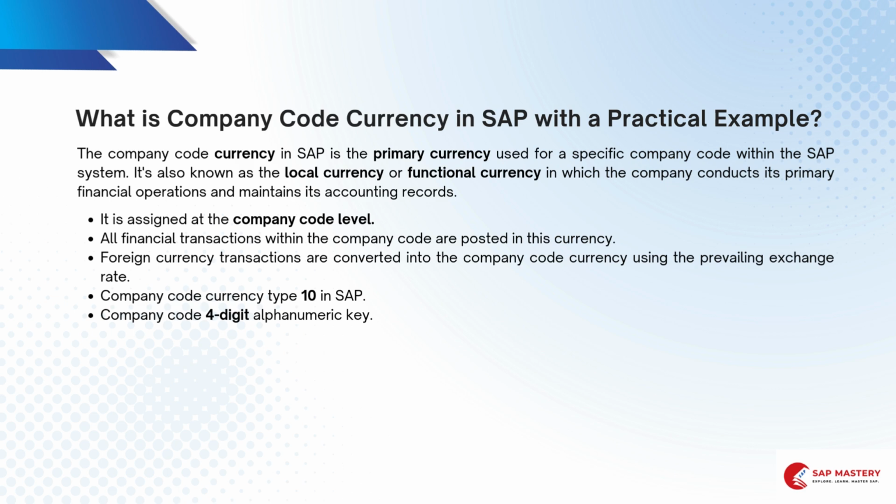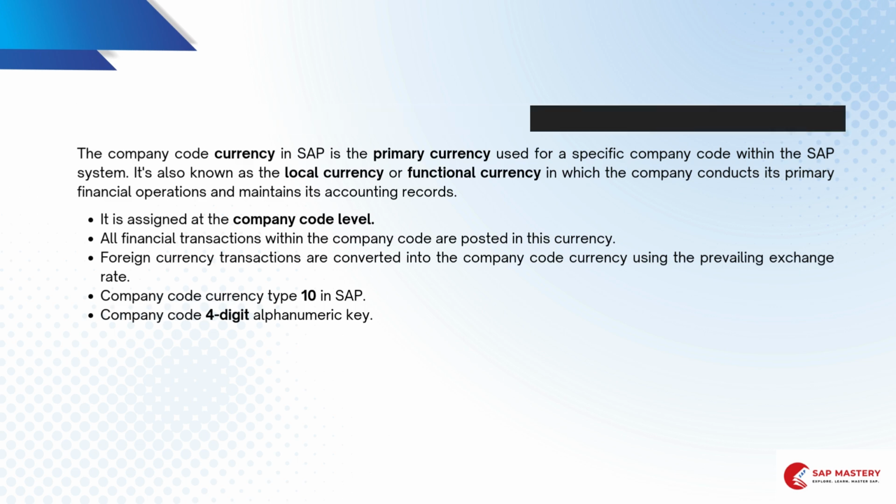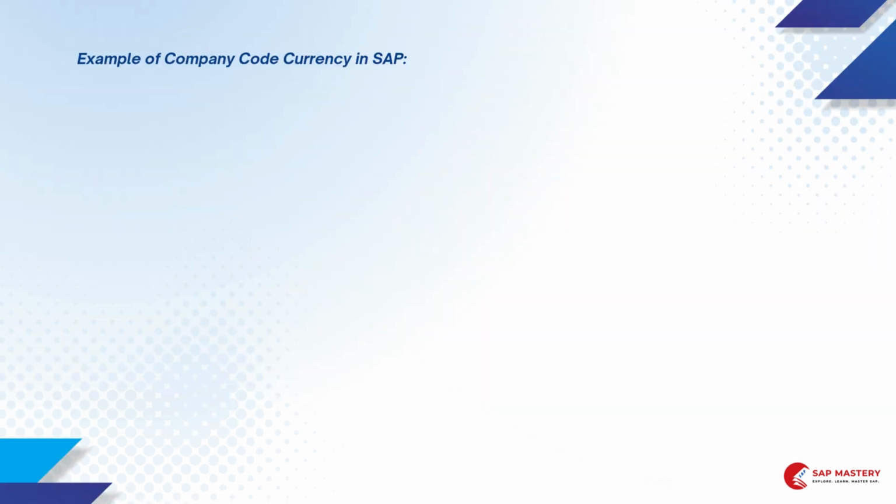All financial transactions within the company code are posted in this currency. Foreign currency transactions are converted into the company code currency using the prevailing exchange rate. Company code currency type 10 in SAP. Company code: 4-digit alphanumeric key. Example of company code currency in an SAP company scenario.